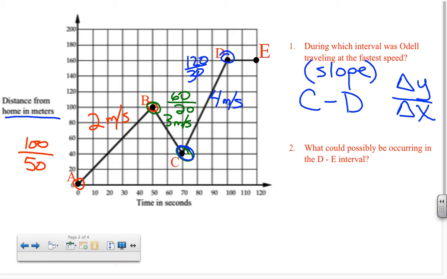And number 2, what could possibly be occurring in the DE interval? Because distance isn't changing and time is passing, you're staying in the same spot. So you could be resting, pausing, at a stoplight, or stopping to take a break. Basically anything where you're not moving.